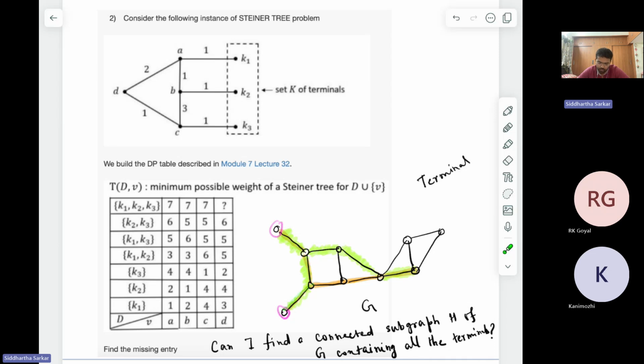So if there are only two terminals, then asking the Steiner tree question is equivalent to asking the shortest path question between two terminals. So Dijkstra will be applicable. On the other hand, if all the vertices in the graph were terminals, then it also reduces to some known problem, the minimum spanning tree.